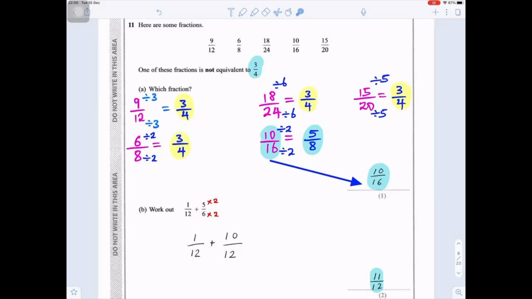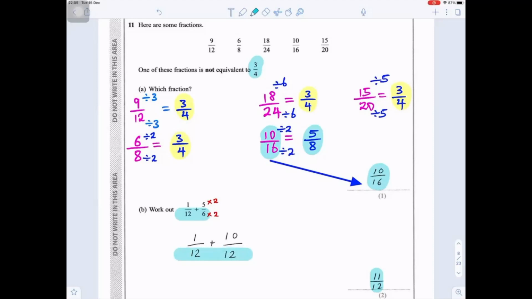11 part B, work out 1 over 2 plus 5 over 6. Because the denominators are different, you want to make the denominators the same. So it's 12 and 6. So you look for how you get to change 6 to 12. You multiply by 2 for the denominator and multiply by 2 in the numerator. So you end up with 1 over 12, and 5 times 2 is 10, and 6 times 2 is 12. Now the denominators are equal.